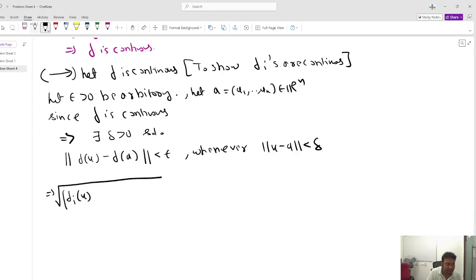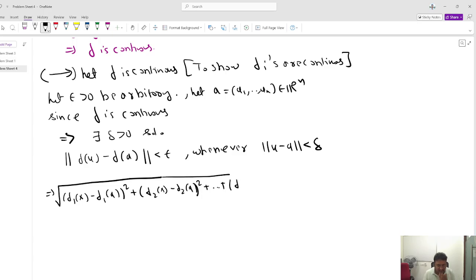So this implies, write it like that: (f1(x) minus f1(a)) whole square plus (f2(x) minus f2(a)) whole square plus dot dot dot plus (fm(x) minus fm(a)) whole square, whose square root is in fact less than epsilon, for all x such that the norm of x minus a is less than delta. Of course, x is a member of Rn.